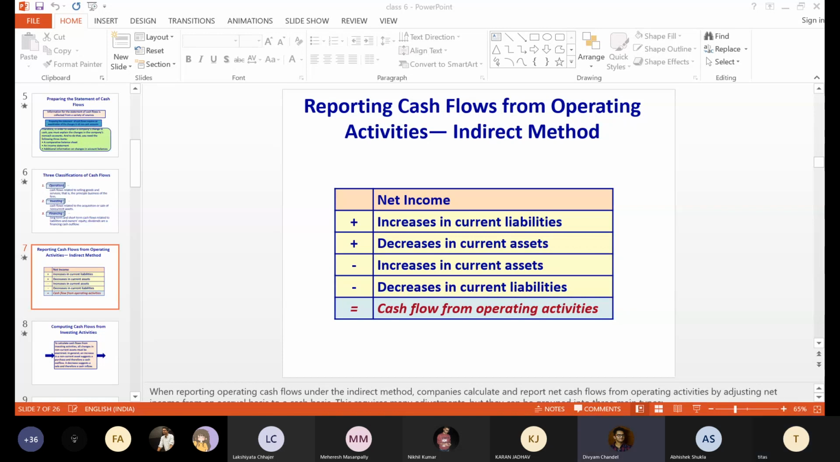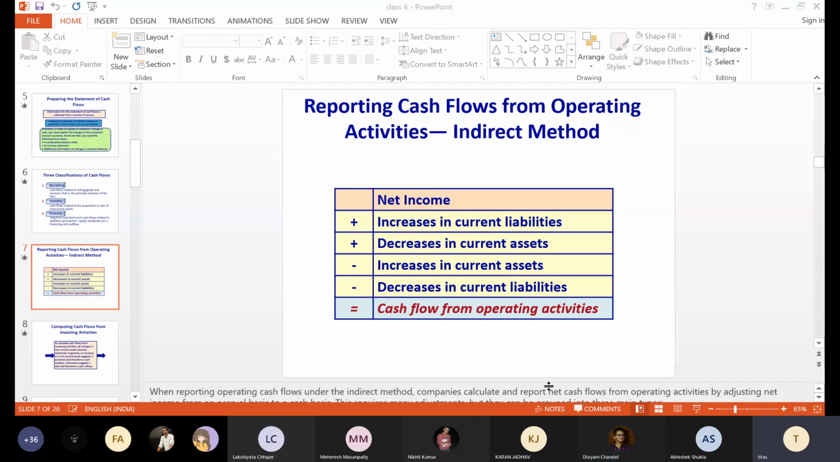Then we have to adjust depreciation. Yes. Why? Because we have reduced it, but there is no cash flow there. Yes, so it's a non-cash item. So non-cash item, we need to add it back.